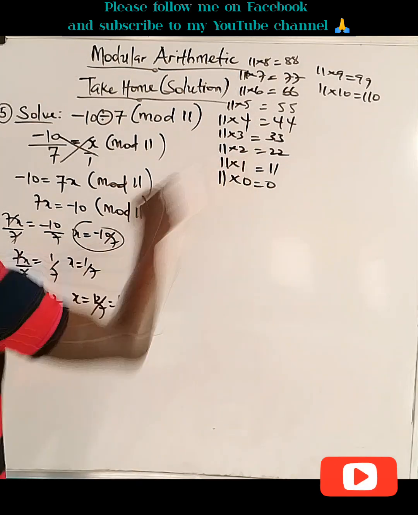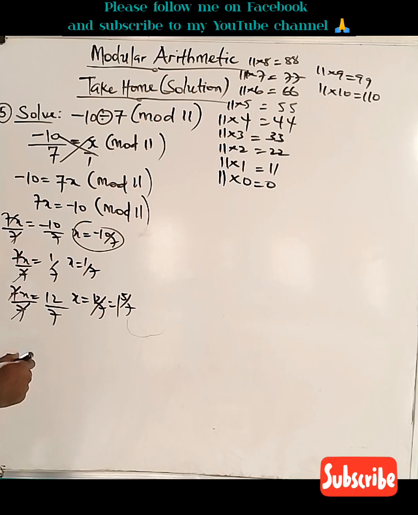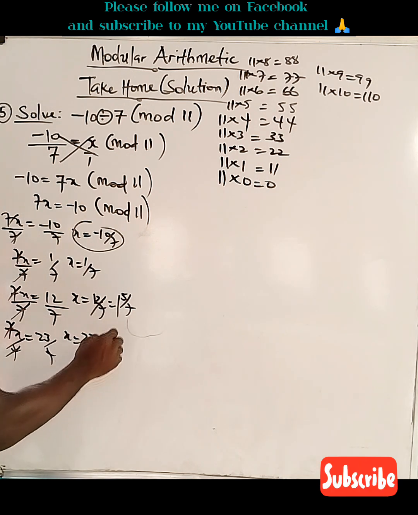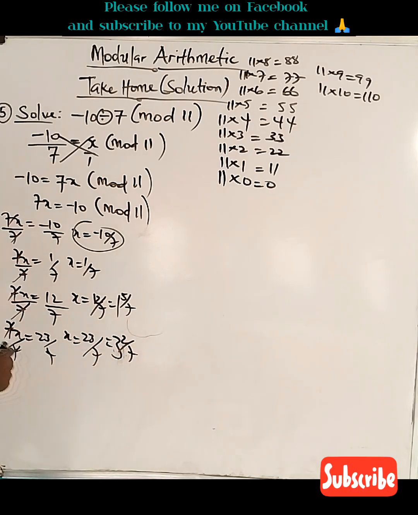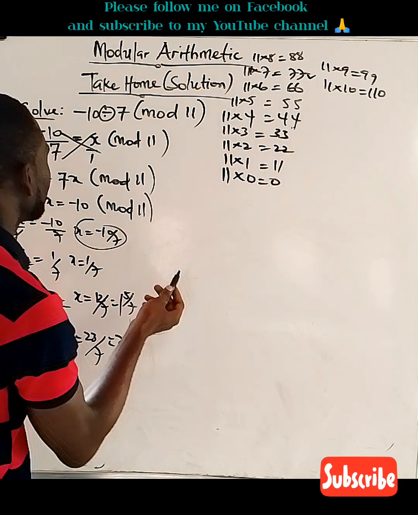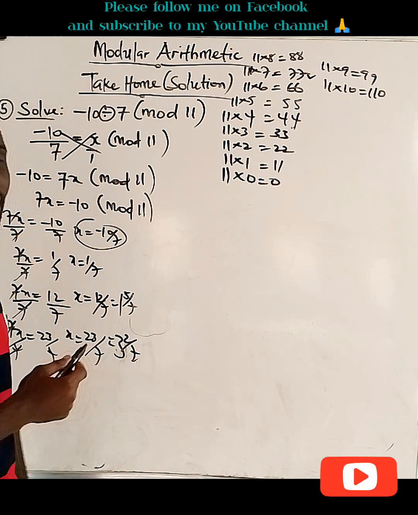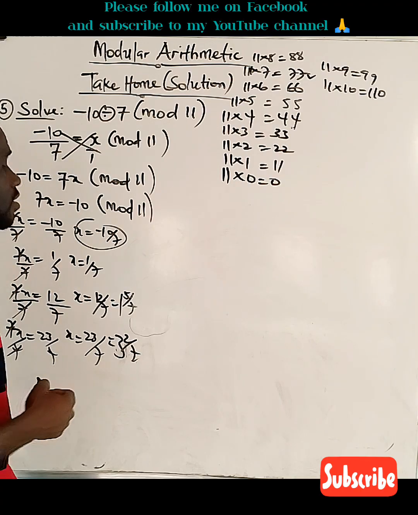So let's try out 33. 33 plus minus 10 will give us 23. So 7x equals 23. Divide both sides by 7. x is 23 over 7, which is 3 remainder 2 over 7. If you try out 44, what's it going to be? 44 plus minus 10, that'll be 7x equals 34. If you divide both sides by 7, 7 times 4 is 28, so that's 4 remainder 6 over 7.